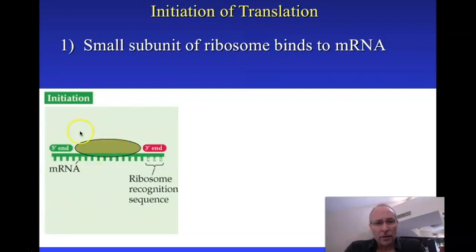So this portion of the messenger RNA, typically upstream of the start codon, sometimes right directly on the start codon, will have a ribosome entry site that attracts this small subunit. And that is the beginning of translation. This is the initiation phase. But to make this, we have to attract all the other components that are required to get this process started, and there's a number of them.